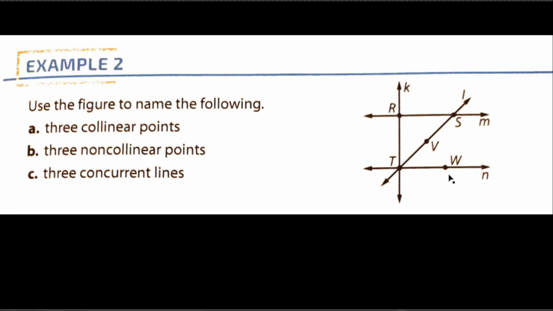Somebody else, give me one. Well, N's not a point, though, is it? Okay. So W, T, R? Oh, yeah, WTR. There's a bunch of them, right? As long as they don't lie on the same line, they would be 3 non-collinear points. Make sense?